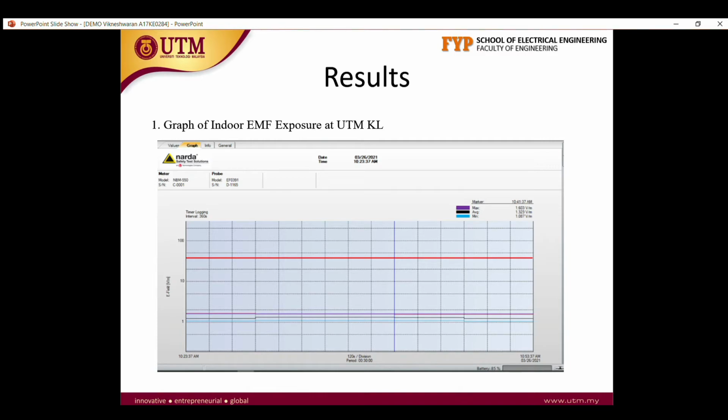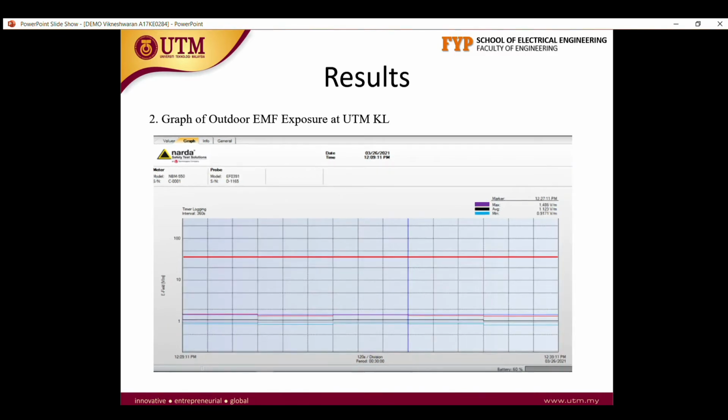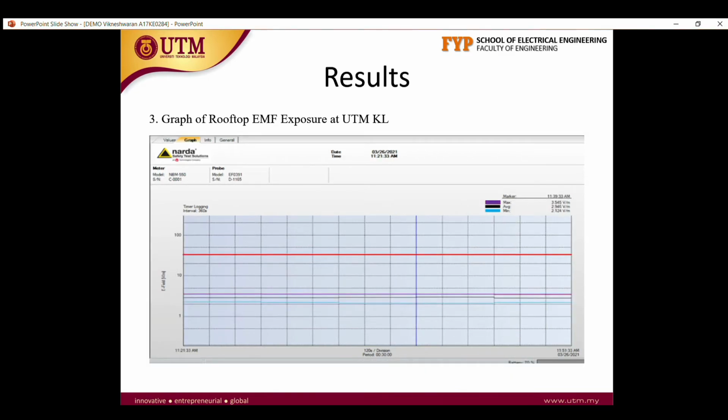This is the graph for indoor exposure level at UTM KL, and then same goes for the graph of outdoor EMF exposure at UTM KL, followed by the graph. This is the graph for rooftop EMF exposure level at UTM KL.